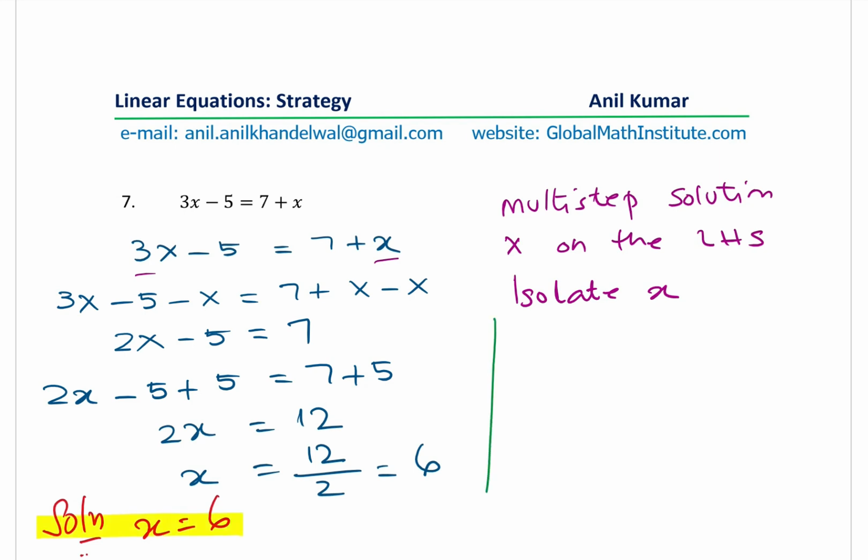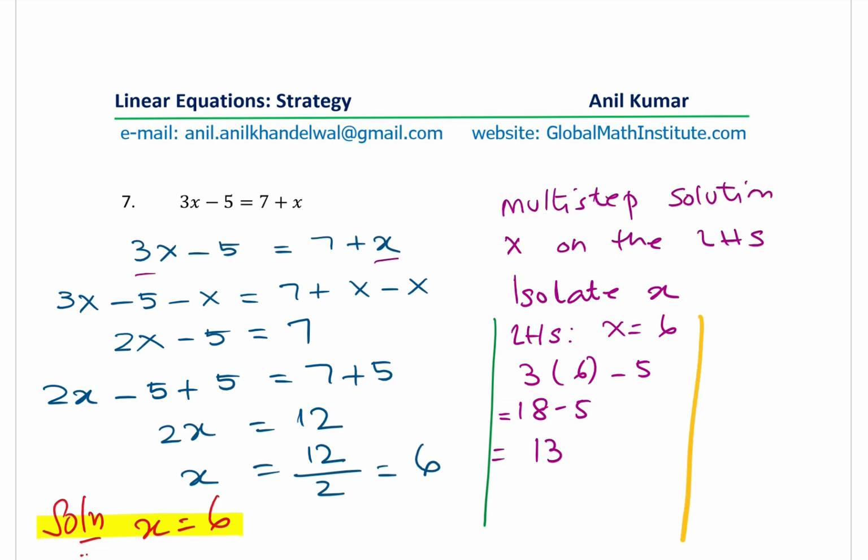How do we check? On the left hand side, I'm going to write down x equals 6, right? So on the left hand side, we'll use x equals 6, which is 3 times 6 minus 5, and that is 18 minus 5, and that is equal to 13. Now we also have x on the right hand side, right? So let's also do the right hand side.